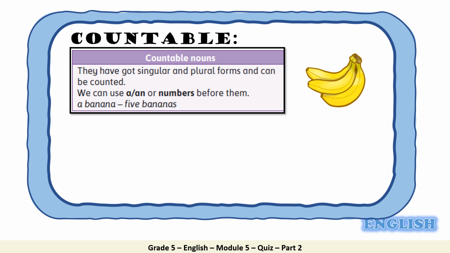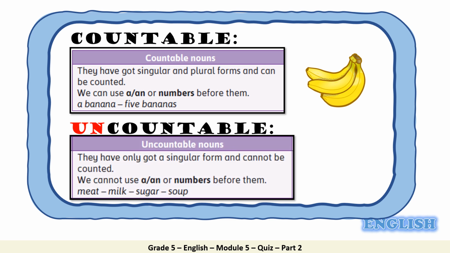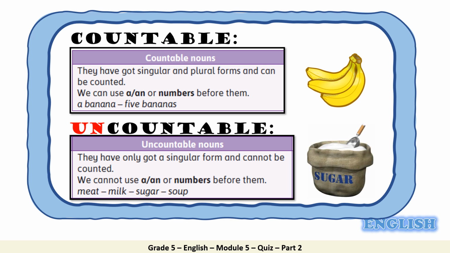Now let's move to the second type of nouns, the uncountable nouns. Do you remember what uncountable nouns are? Well, they are the nouns that have only got a singular form and cannot be counted. We cannot use a, an, or numbers before them. For example, meat, milk, sugar, soup are all uncountable nouns. So we cannot say 1 meat or 3 milks or a sugar.